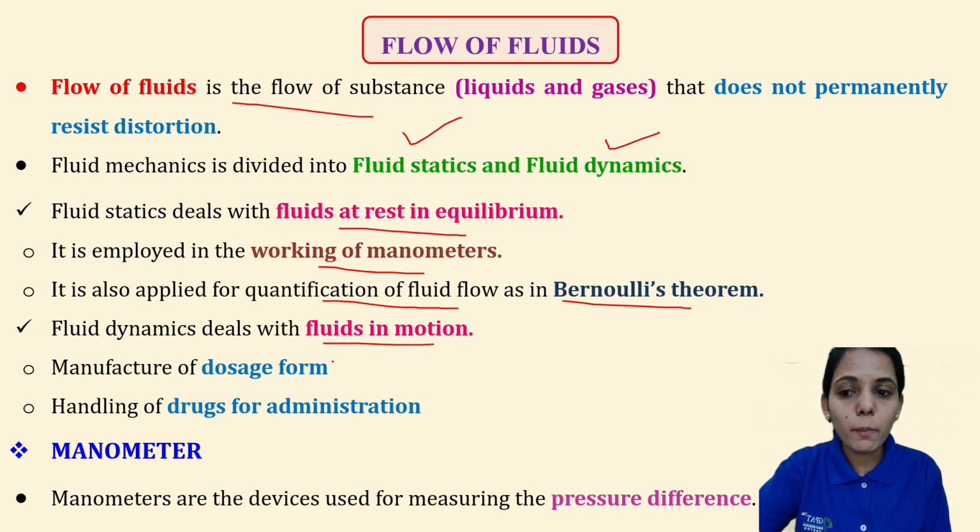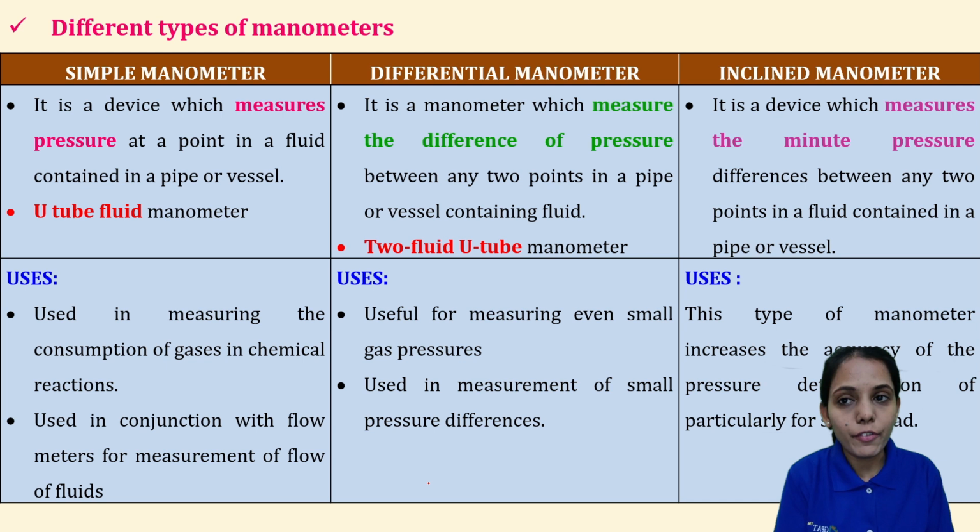Manufacture of dosage forms and handling of drugs for administration all include fluids in motion, or dynamic fluids. Manometers are devices for measuring pressure difference. There are different types: simple manometer, differential manometer, and inclined manometer. A simple manometer measures the pressure at a certain point in a fluid contained in a pipe or a vessel. Since it measures the pressure difference at a single point, it is known as a simple manometer.